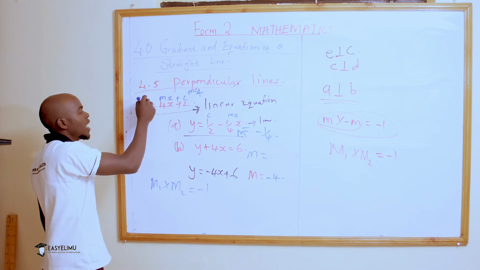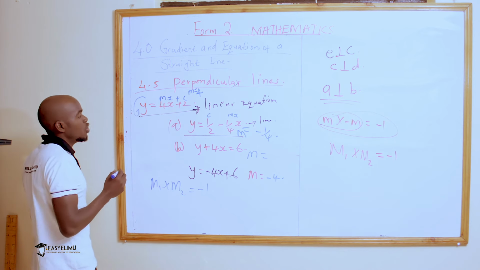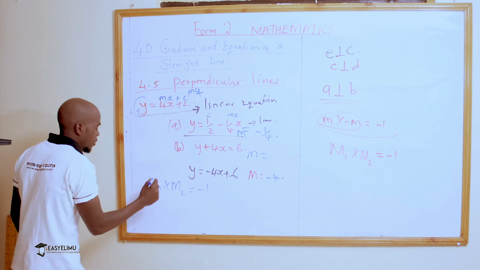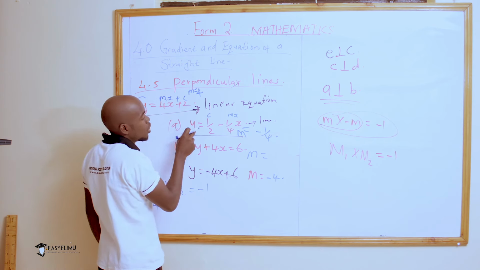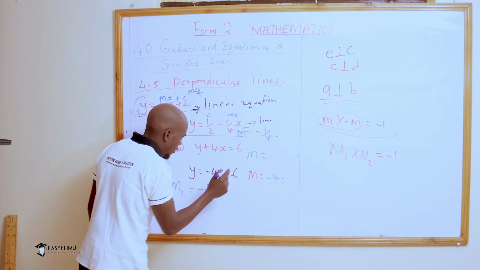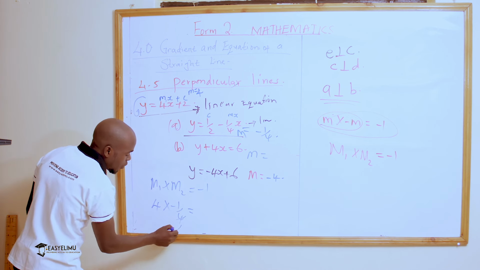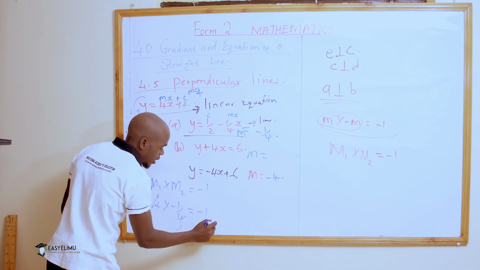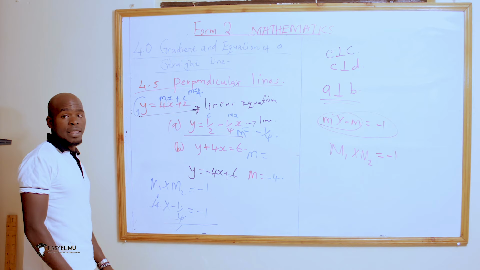What about our equation here, and equation A? You will find out that if we take m1, which is now 4, and multiply by equation A's gradient, which is -1/4, we are going to find 4 times -1/4, which is 1 times -1, you will find -1. So meaning these equations are perpendicular to each other.